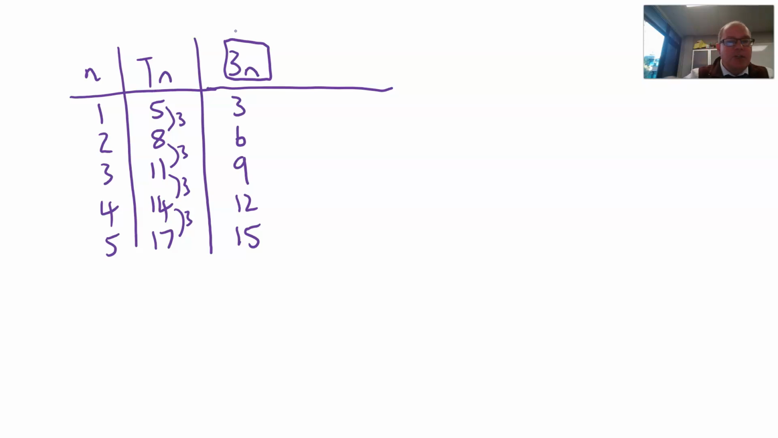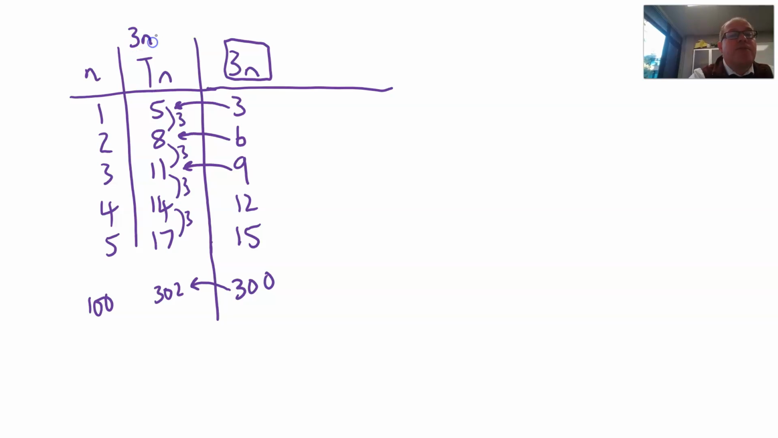Absolutely, well done. So you can see that this number is 3, that's a 5. This is 6, that's an 8. This is a 9, that's an 11, etc. So if we want the 100th number, we know the 100th number of the 3 times table is 300, and we know that ours is 2 bigger, so it's 302. And for those interested, the formula, of course, would be 3n add 2.